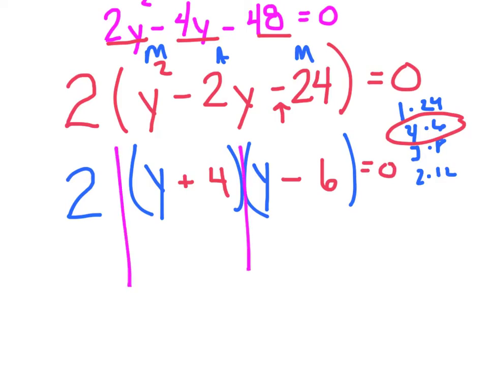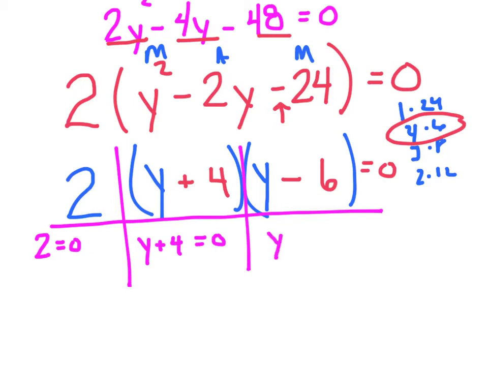I'm going to actually tee it up in 3 different places, and take the time to write these down. 2 equals 0. y plus 4 equals 0. y minus 6 equals 0. Can you solve all of them? All right, well, this one I can. I get y equals 6. This one I can. I get y equals negative 4.